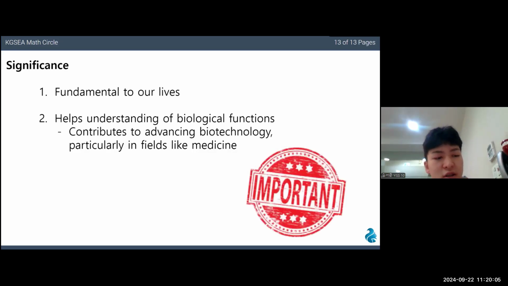So why do we need to know these macromolecules? First of all, it's fundamental to our lives. And second of all, it helps our understanding of biological functions and contributes to advancing biotechnology, particularly in fields like medicine.